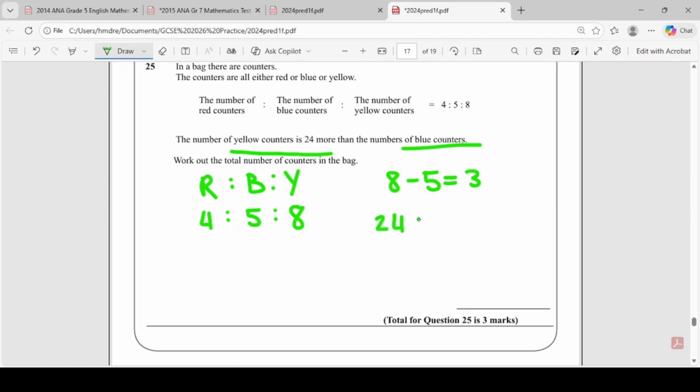The 24 is equal to 3 parts in this ratio. We want it to be just one part. So let's work out what 1 part is. So that means we're going to divide it by 3.